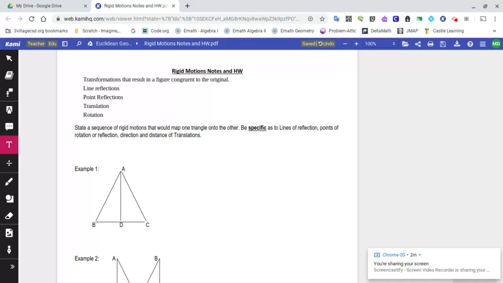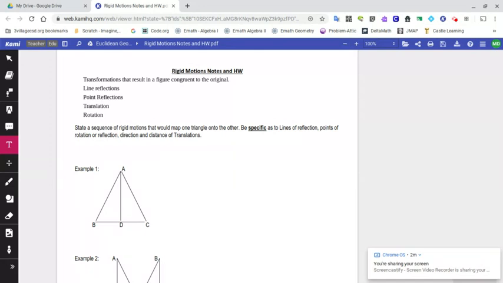So what we're going to be doing from now on when we talk about proofs, or at least for this lesson, is say what transformation will map one of those triangles onto the other. It can be a single transformation or it could be a series of transformations. You might need more than one to get the figure to lie on top of the other one.